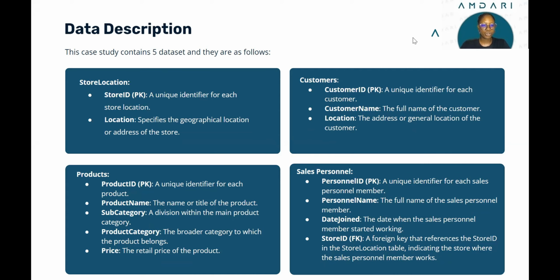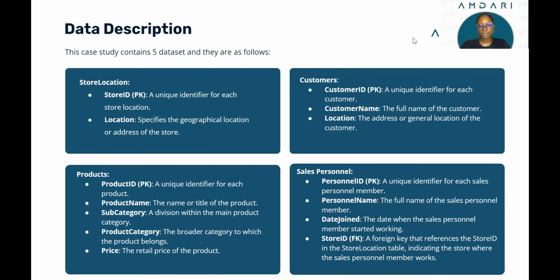Next, we have the customer's data. The customer data contains 3 columns, with the customer ID being the primary key for this data. The customer ID is a unique identifier for each customer. We have the customer name, which is the full name of the customer, and the location, which is the address or general location of the customer.